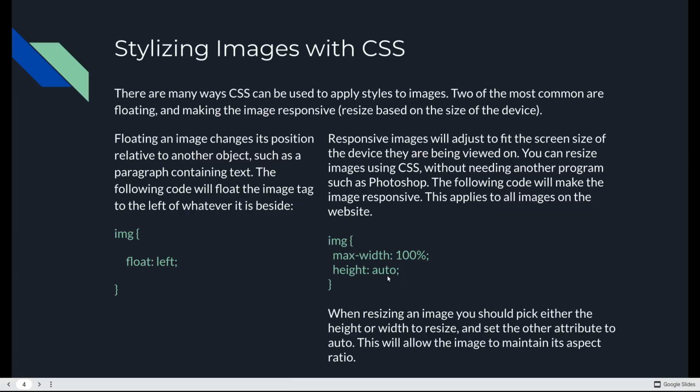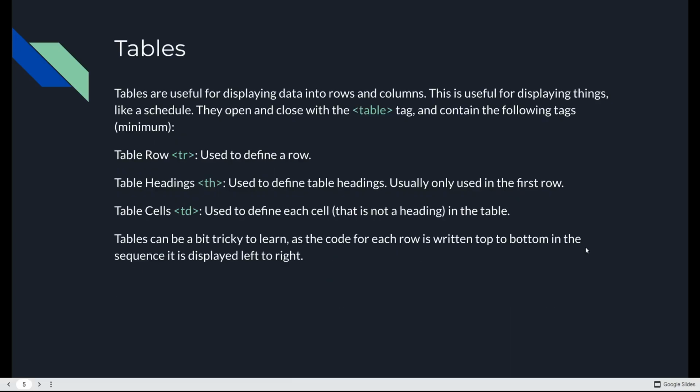So when you're resizing an image, the best way to do it is to pick either the height or the width to resize, and then set the other attribute to auto, and that will allow the image to maintain its aspect ratio. Now, max width does a pretty cool thing, because it'll make sure that the maximum width of the image isn't bigger than the browser window itself. So it scales it down, but still probably a bit bigger than it is on a desktop display for your mobile site, which might be desirable. It's a great thing.